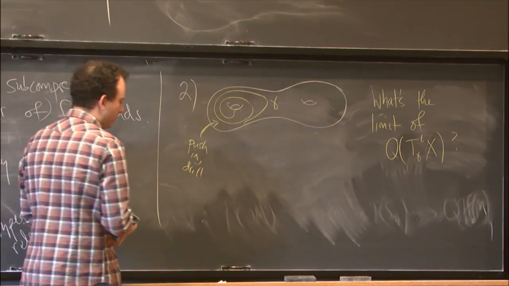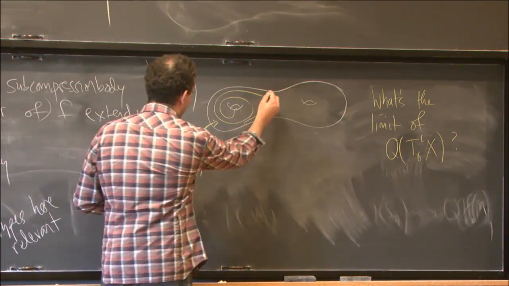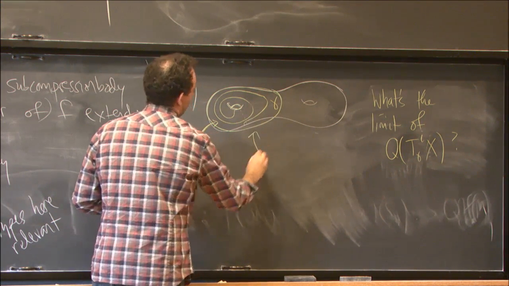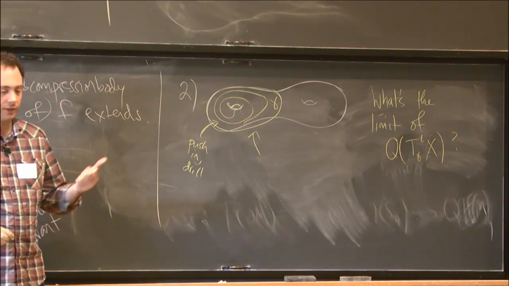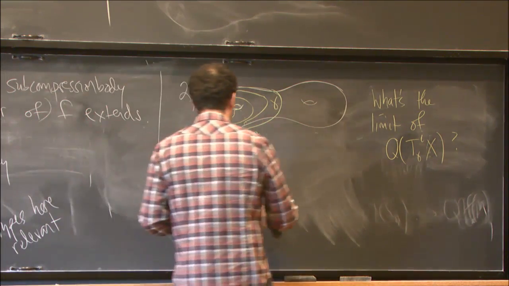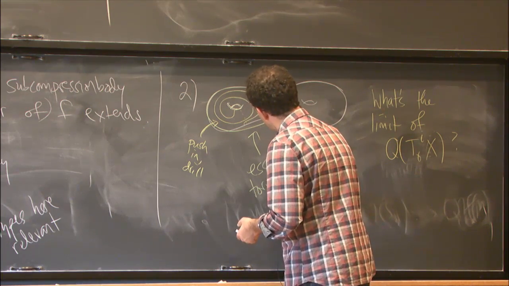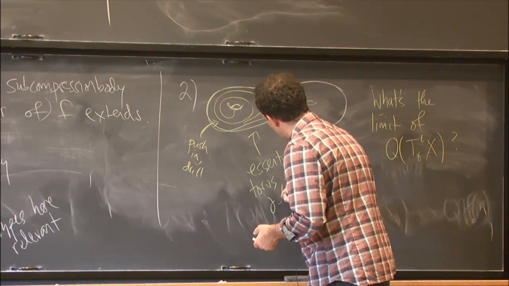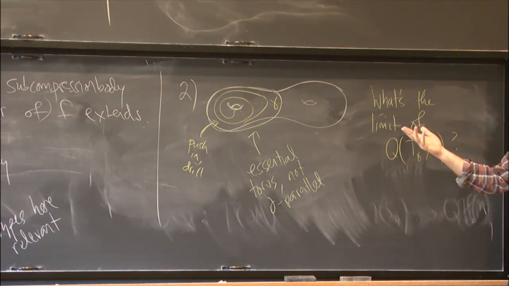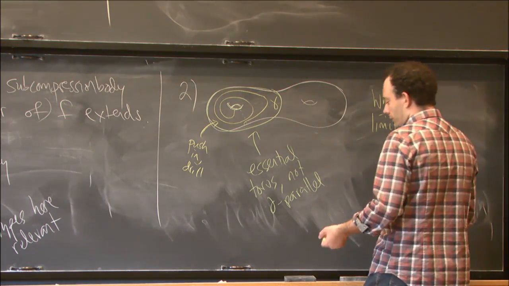and drill. Well, this is not hyperbolic, because you notice that I can take this torus here. So this torus is an essential torus that's not boundary parallel. Okay. So the limit can't possibly be obtained by pushing in gamma slightly and drilling it out. And so what do you think you get?